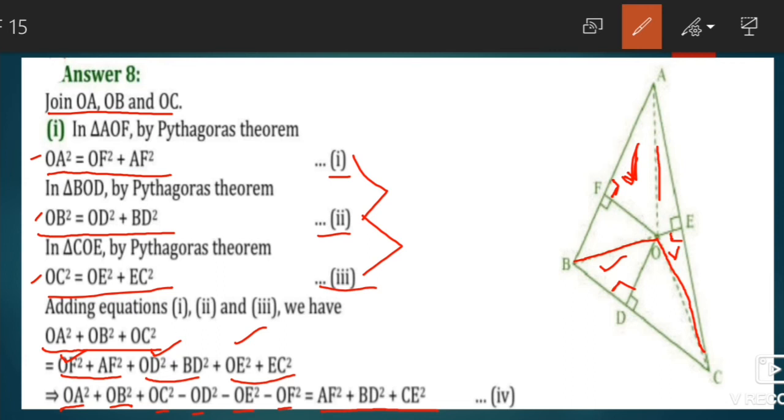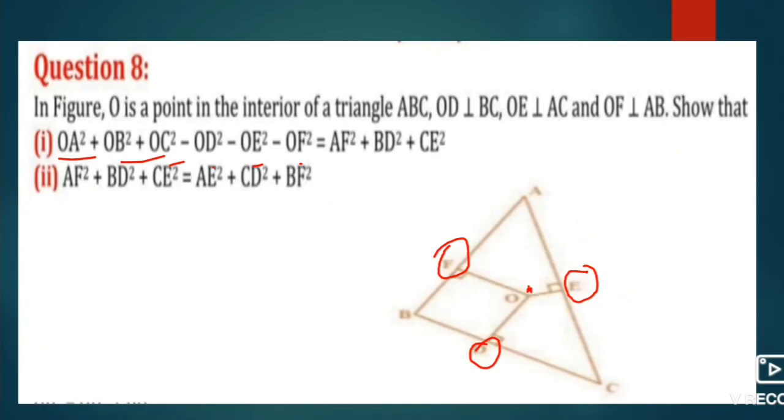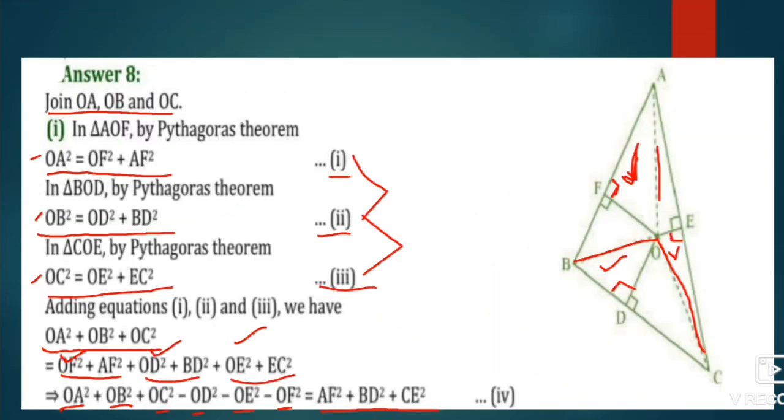Okay, in this way you have to solve part number 1. Now part number 2. What was part number 2? In part number 2 you have to prove that AF square plus BD square plus CE square is equal to AE square plus CD square plus BF square. Okay, so let's check the next slide. The last line, look at the last line.